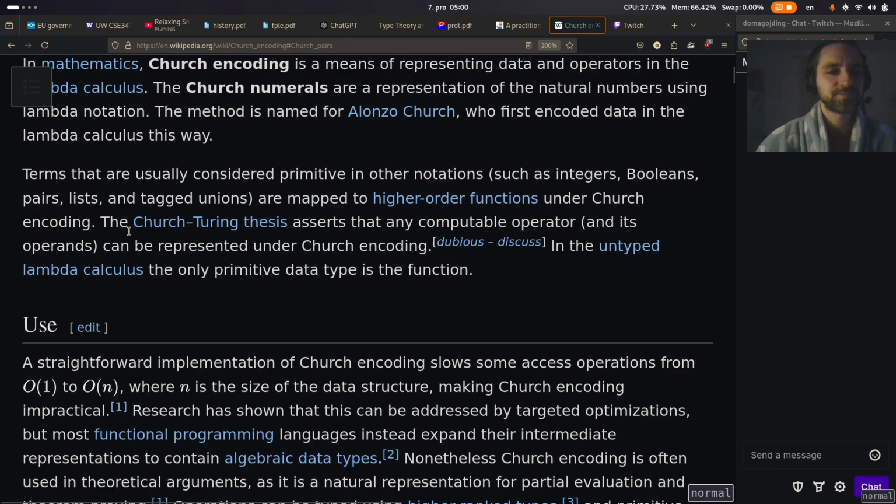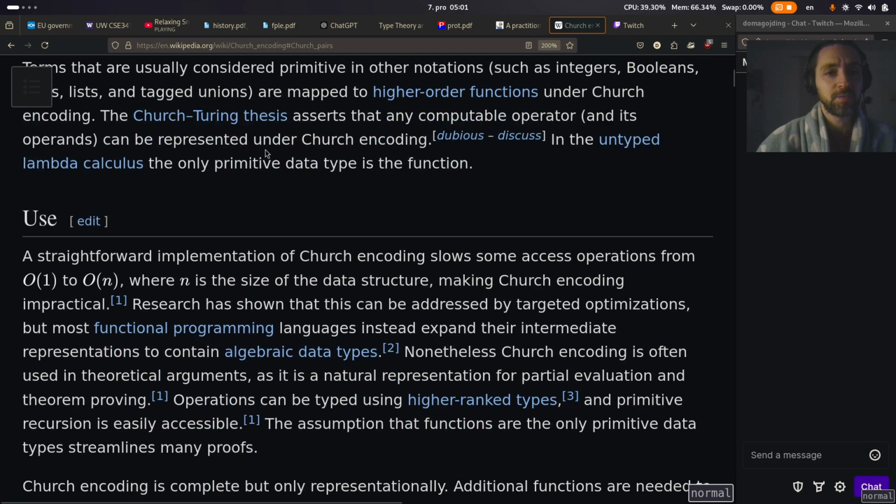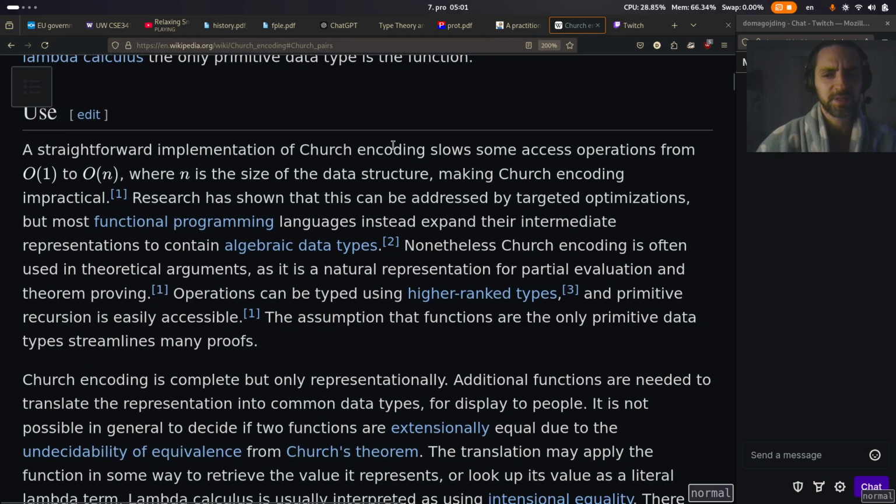Right. The church Turing thesis asserts that any computable operator and its operands can be represented under church encoding. In the untyped Lambda Calculus, the only primitive data type is the function, so they're all functions. It's amazing.